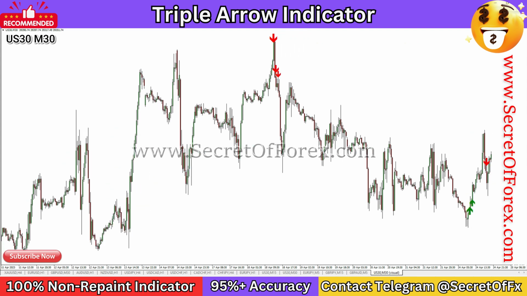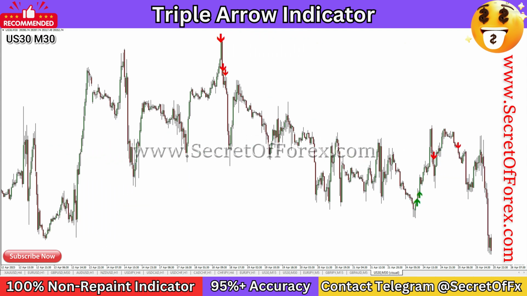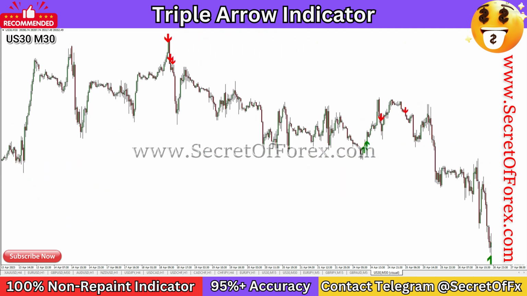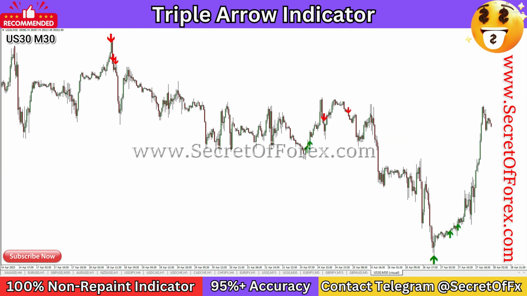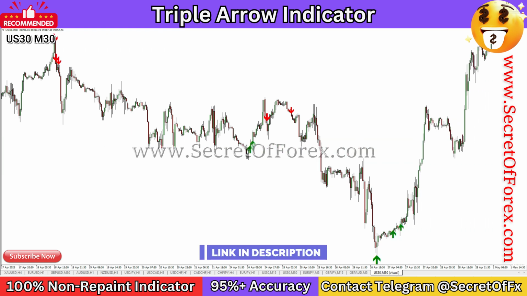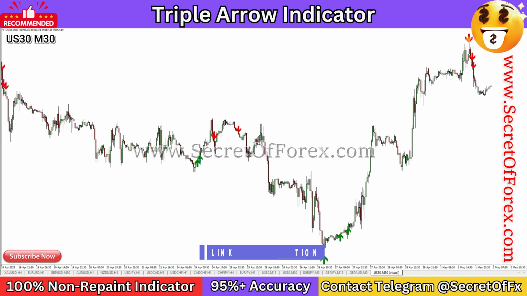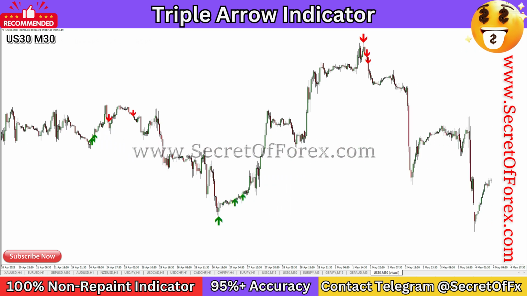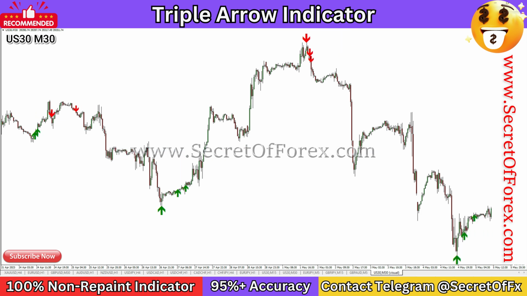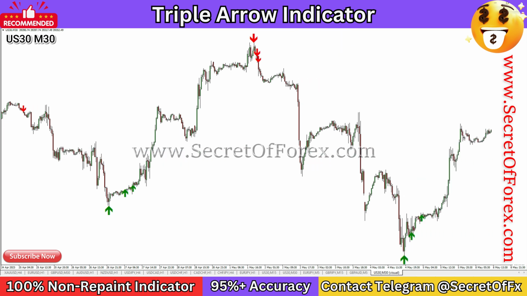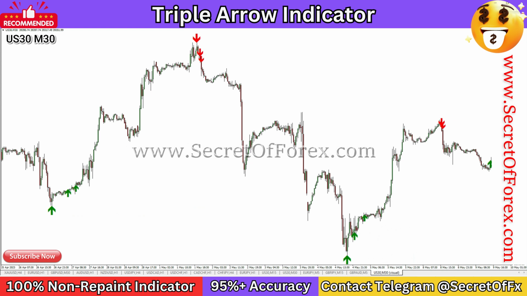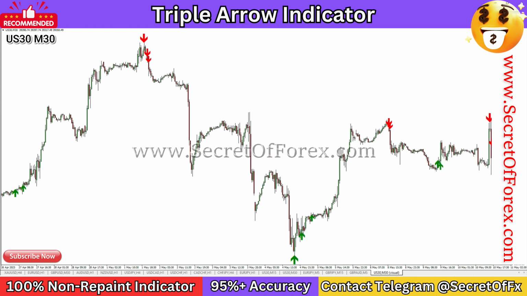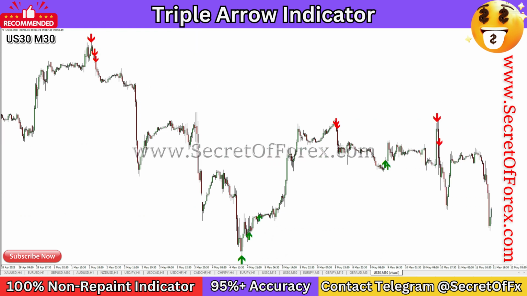Hello, dear traders. This is our best Forex trading indicator. 100% non-repaint indicator and accuracy 95 to 98% plus. This is the world's best indicator for scalping. Its name is Triple Arrow Indicator. This indicator is very easy to use for beginners and is fully automatic. It will never expire and there are no monthly fees or any other recurring charges for use.